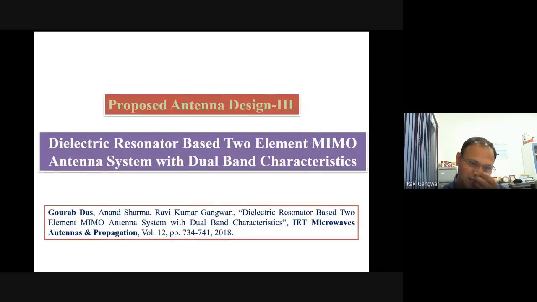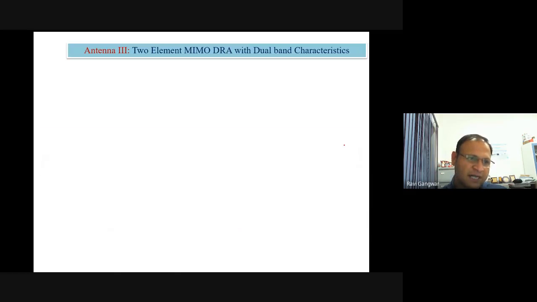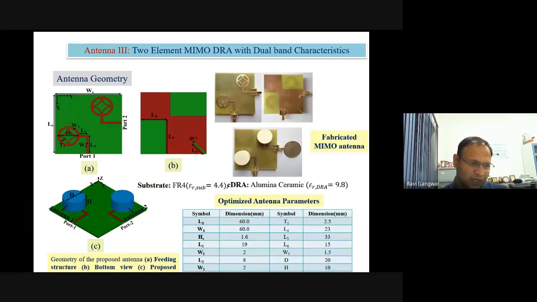Now the third one is basically a two element system with dual band characteristics. Here I have used the DGS concept along with orthogonal mode generation. So here I am going to use two different isolation improvement techniques for getting good isolation. This is giving the information about the DGS structure, and both are placed in an orthogonal position. So here we use two different isolation techniques, orthogonal mode excitation plus the DGS concept.